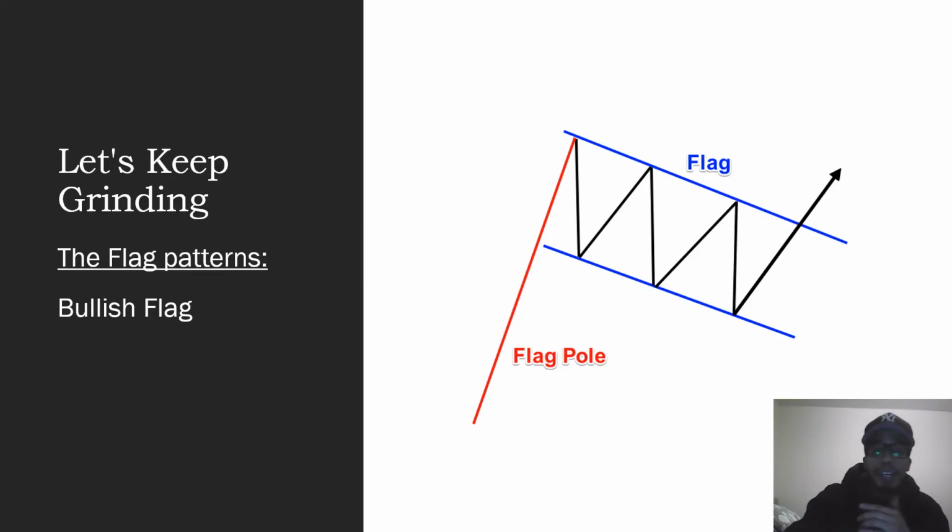And now let's keep grinding with another popular chart pattern. It's going to be the bullish flag pattern. Normally the bullish flag is going to be coming off of an uptrend, where it then hits a level and starts to consolidate inside of a zone. Eventually, it then breaks out of the zone, continuing on its original pattern.